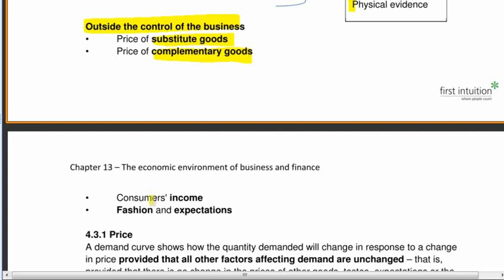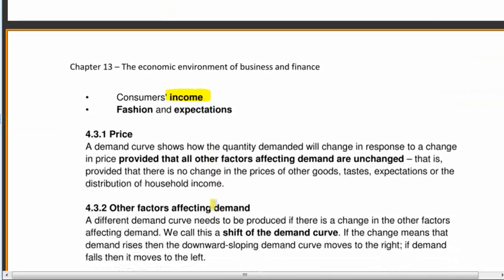Demand is definitely influenced by income, isn't it? That's what we were talking about in the macroeconomics part of the chapter. So the more income we've got, the more of most goods we will buy, and vice versa. And also fashion and expectations. Where things are in fashion, they're all the rage, everybody wants one, demand will go up. And we've talked about expectations, haven't we? If we expect prices to rise in the future, maybe we buy more of the thing now.